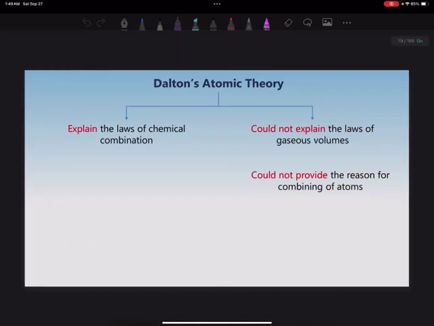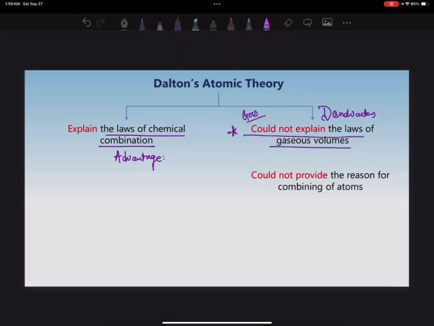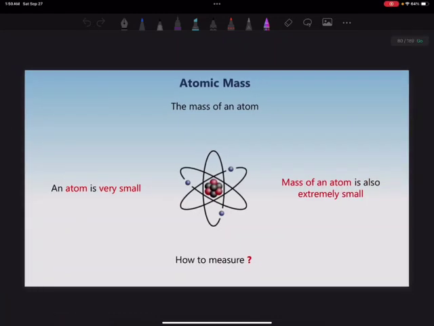Okay. Now, what are the drawbacks and advantages of Dalton's atomic theory? The main advantage is that it explains the laws of chemical combination. The disadvantage is that it could not explain the laws of gases, so it is not applied to gases. And it does not provide the reason for the combining of atoms. Okay, so this is an important SAQ: drawbacks and advantages.